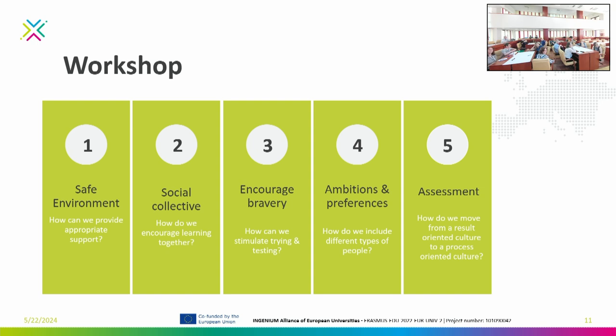Then the fourth is about ambitions and preferences. We have a lot of students, like I said earlier. Some have very low ambitions and some have very high ambitions. And then you also have the students who are like, if I don't get good instructions, I will not do anything until the teacher tells me exactly what I need to do.